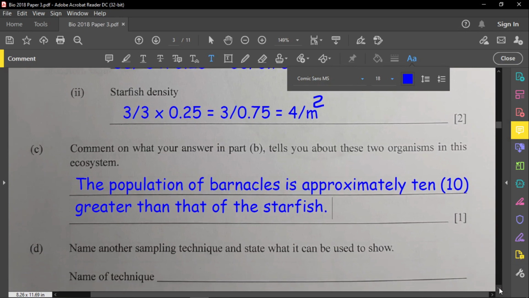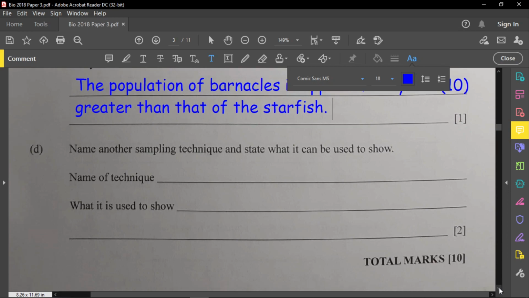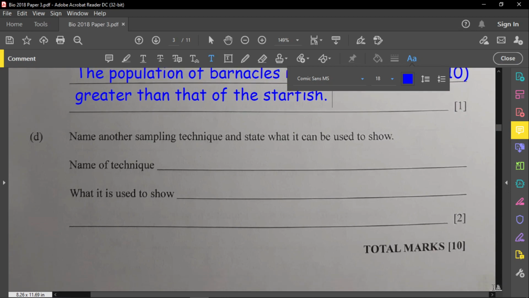All right, so let's go into this now. Name another sampling technique and state what it can be used to show. There are a number of sampling techniques that you can use here. I'm going to see the best I can to give you most of them.